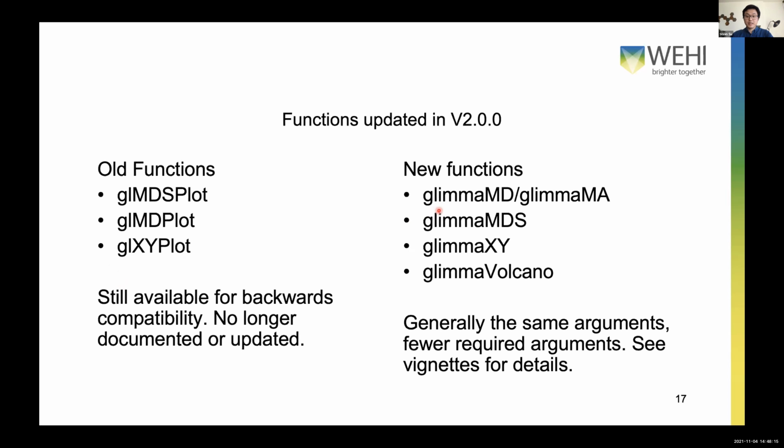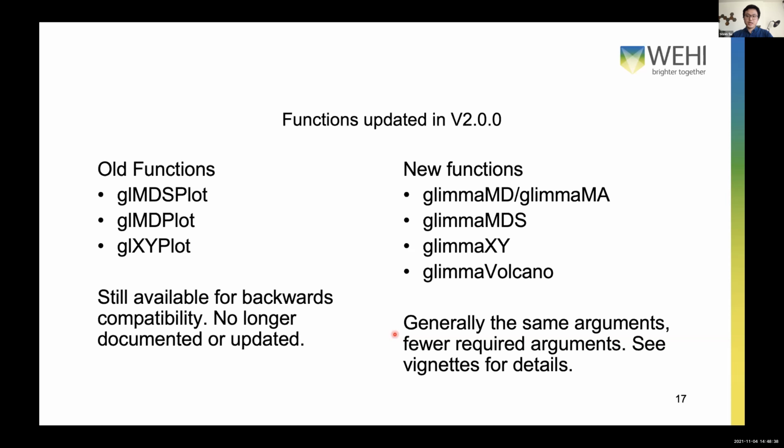And now, if you want to use Glimma these days, you should be looking at these new functions. So rather than the GL plot series, you want to use these Glimma prefixed plot functions. So Glimma MD and MA, same function, different names, MDS, XY, and Volcano. And in general, they take the same arguments.